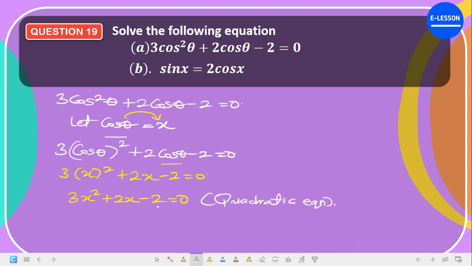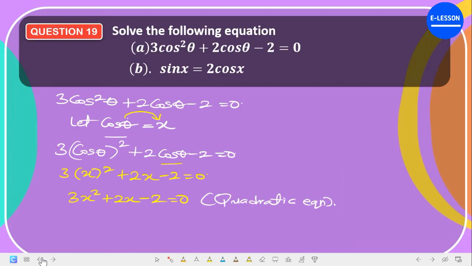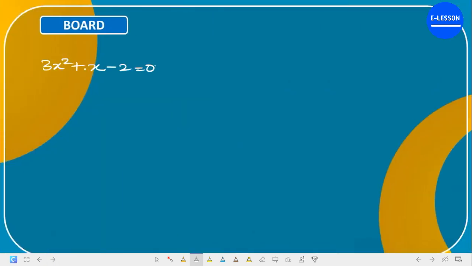Now, this quadratic equation, do you think that we can solve it or factorize it? It's very difficult for us to factorize this quadratic equation. So, let's take it to the other side of the board and see if we can factorize it here. You have 3x squared plus 2x minus 2 equal to 0. Now, how do we solve this equation? Let's use the quadratic formula, which is minus b plus or minus the square root of b squared minus 4ac, all over 2a.